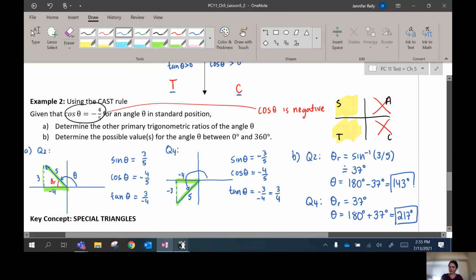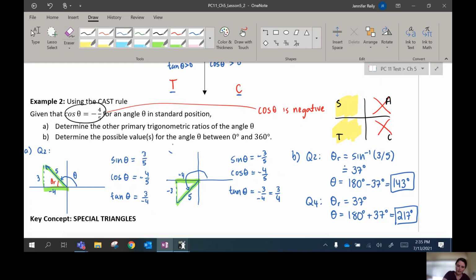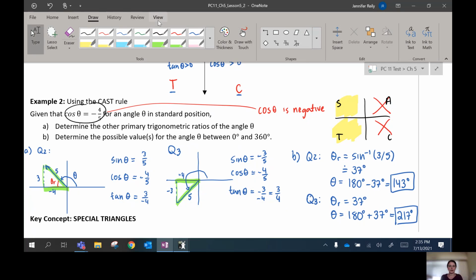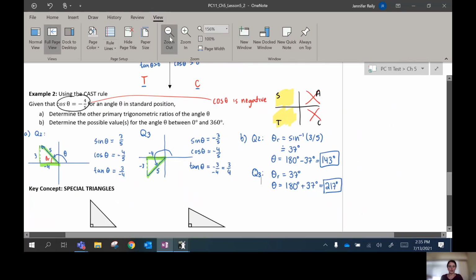So two possible answers for theta, one for quadrant 2 and one for quadrant 4. I labeled quadrant 4 there. It's actually quadrant 3. Sorry about that. One for quadrant 3. Sorry about that, guys. Okay, there we go. Depending on which quadrant you're in.